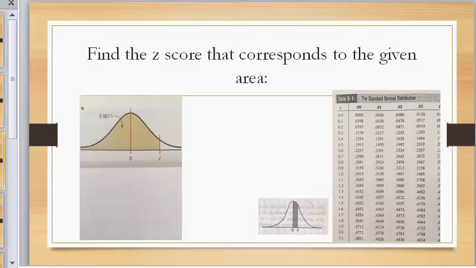Our next example gives us a picture where we have shaded to the left of a z-score. Here's our z-score, and we're shading to the left of it. And they tell us that the area is 0.9671. Now, this problem is a little more involved than the first one. Remember that in this scenario, that 0.9671 comes from adding the two pieces of the curve together.